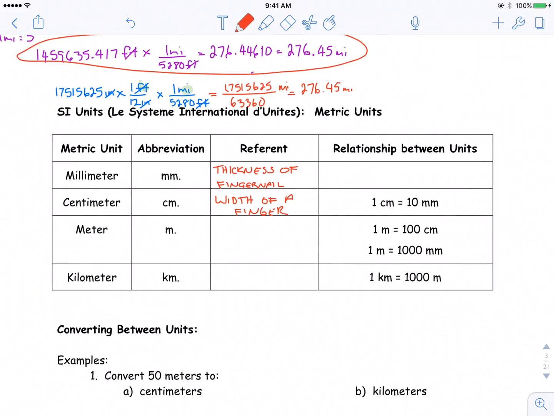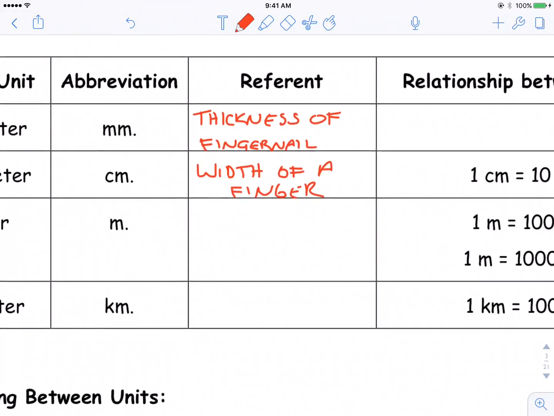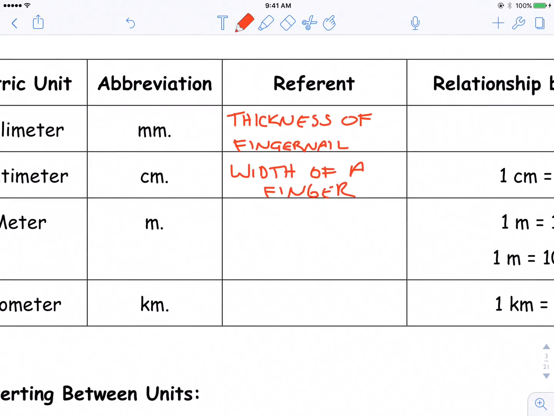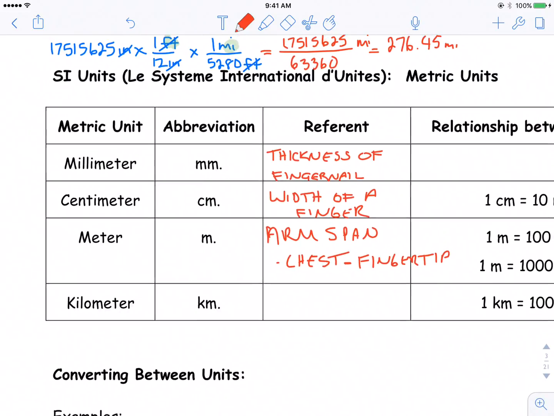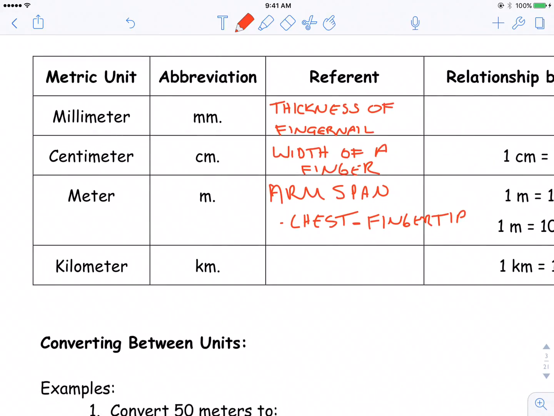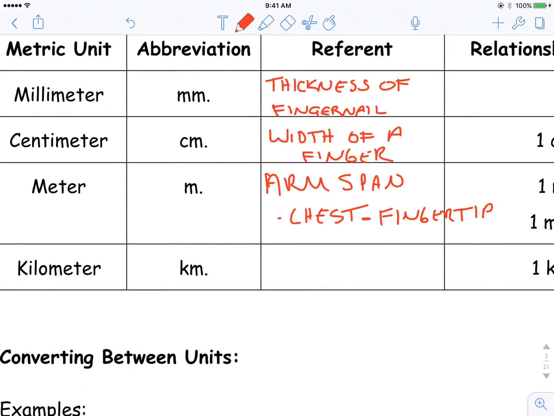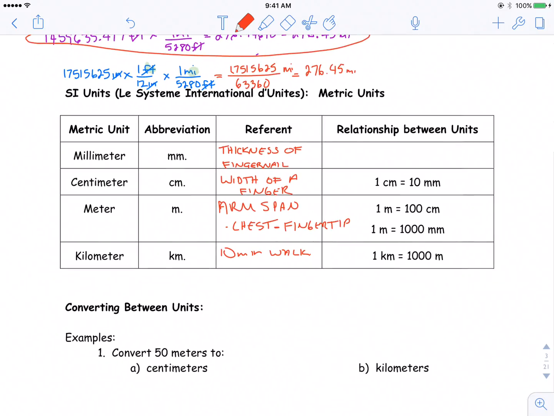A good reference for a meter would be the same reference as for a yard, because the difference between a yard and a meter is about 3 inches or something. So again, arm span, remembering that goes from your chest to your fingertip. And then a kilometer would be about 2.5 laps of the track. Significantly less than 20 minutes, so approximately a 10-minute walk maybe. Okay, so just a few references for the metric system.